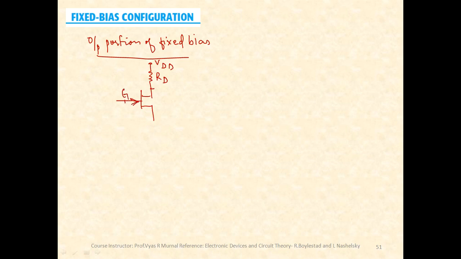I will be drawing only the output portion. Output portion of fixed bias. So what do we get? We have the resistance RD, VDD. So that's the gate, drain, source, and we are grounding it. By the way, it's a loop, so I'll have to apply KVL like this.